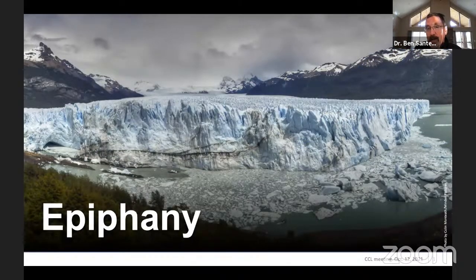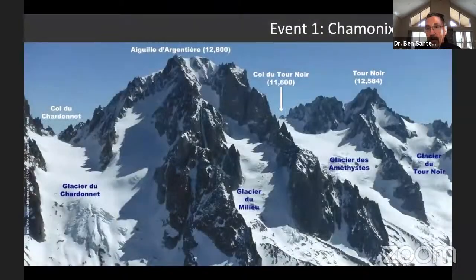Before starting on the science component, I wanted to tell you a little bit about myself and about two events that shaped my life, two epiphanies. One took place here when I was 21 in the French Alps on this mountain here, the Aiguille d'Argentière near Chamonix. And I was climbing with a buddy doing the north face of the Aiguille d'Argentière and had the misfortune to fall in this glacier here.